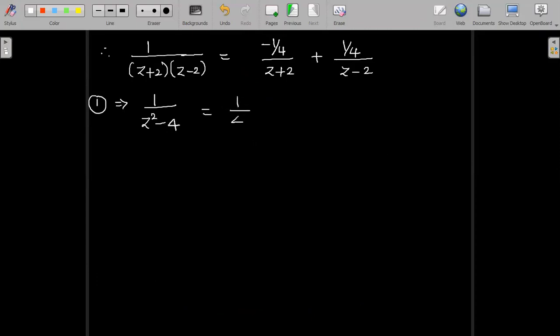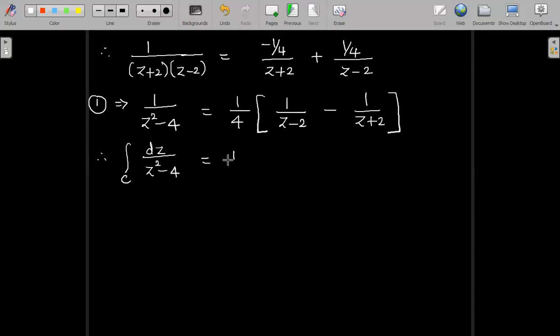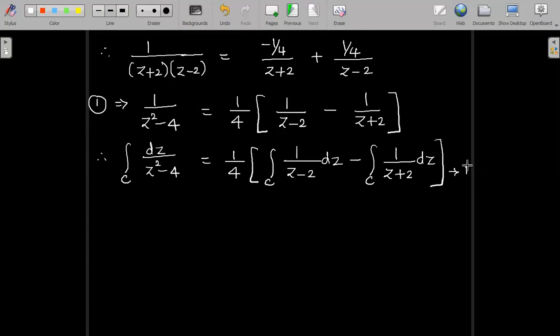So taking 1 by 4 common in the right hand side, I can write 1 divided by z minus 2 minus 1 divided by z plus 2. I just wrote the positive term first. So therefore, given question is integral over c dz divided by z square minus 4. We are taking integral throughout. So this gives us 1 divided by 4 integral over c 1 divided by z minus 2 dz minus integral over c 1 divided by z plus 2 dz. So let us call this equation 1.